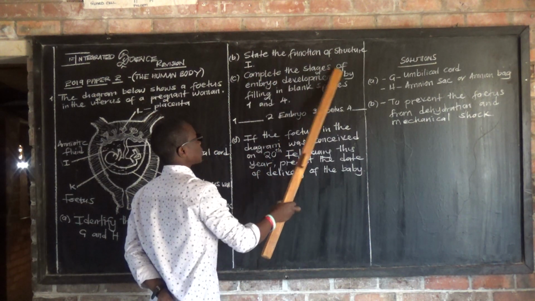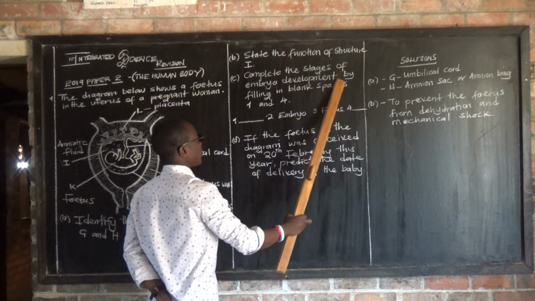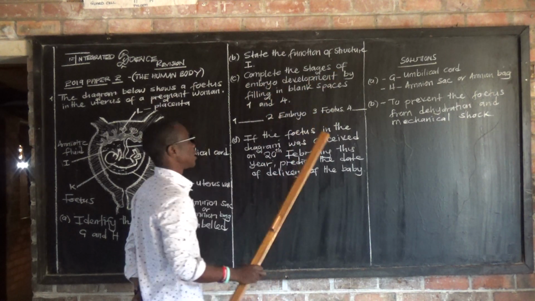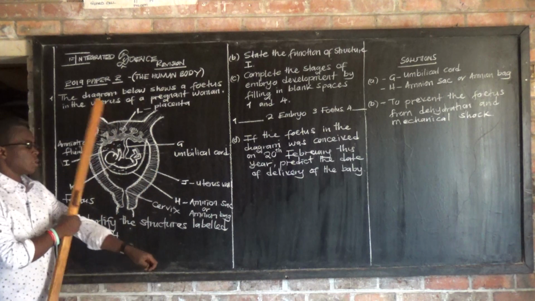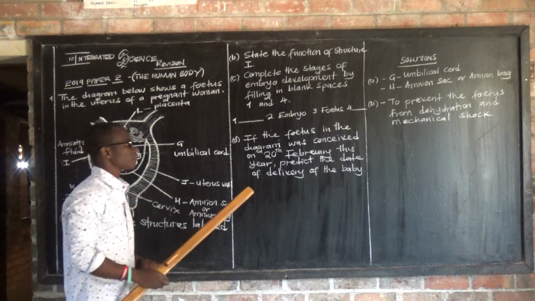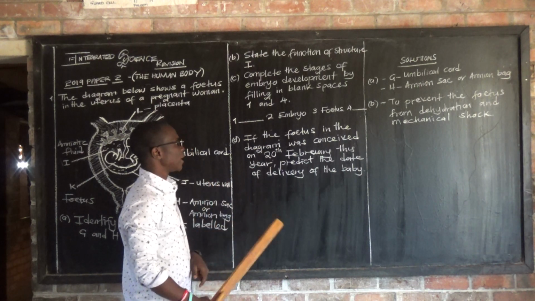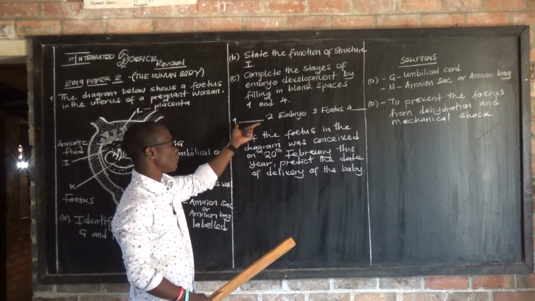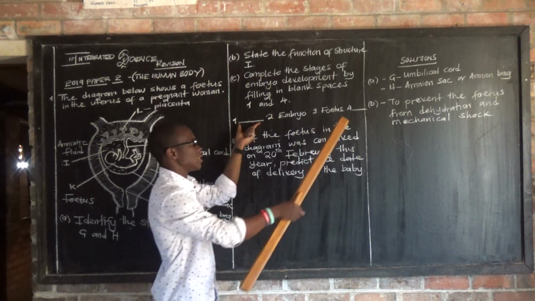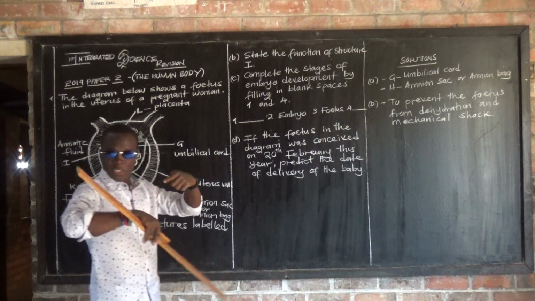Then question C says, complete the stages of embryo development by filling in blank spaces 1 and 4. So they want us to complete this embryo development by filling in what is supposed to be on stage 1 and stage 4, as the embryo is developing, right?